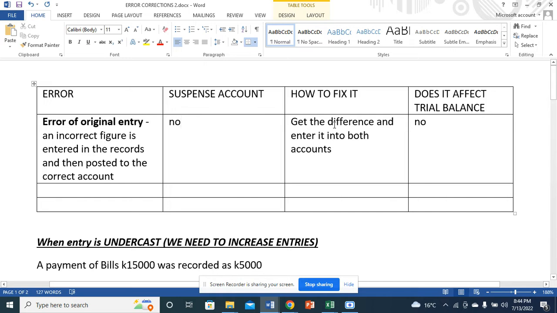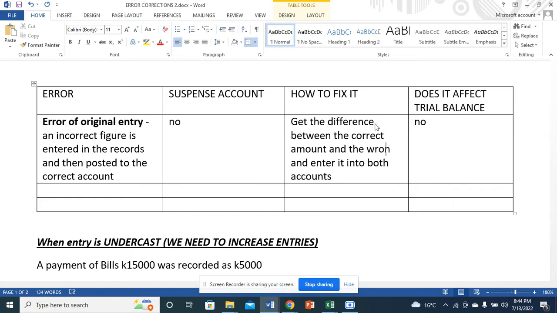We're going to get the difference between the correct amount and the wrong amount, right? And then we're going to enter it into both accounts, all right?